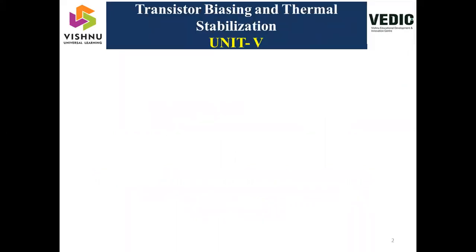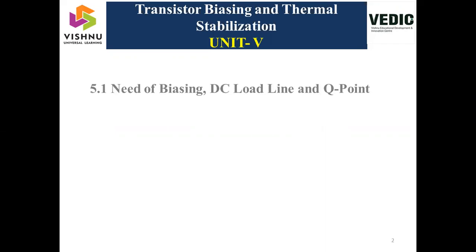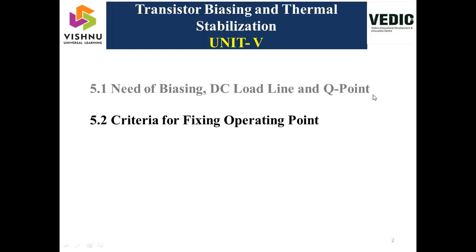In unit number 5 of EDC, Transistor Biasing and Thermal Stabilization, we already discussed the need of biasing, DC load line and analysis, and operating point. In this video, we will discuss the criteria for fixing the operating point, that is, selection of operating point for an amplifier.